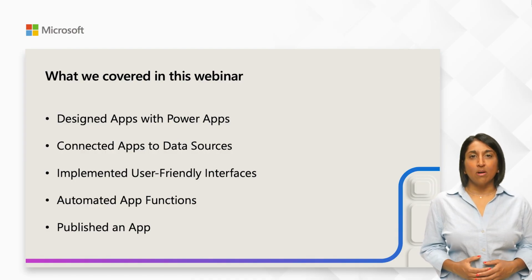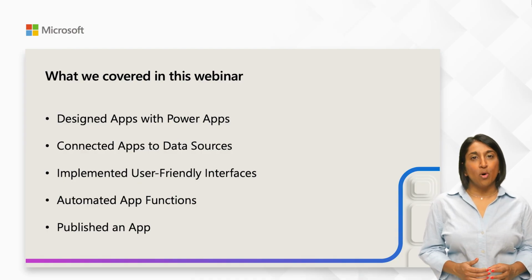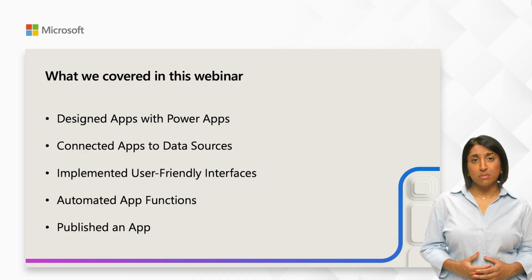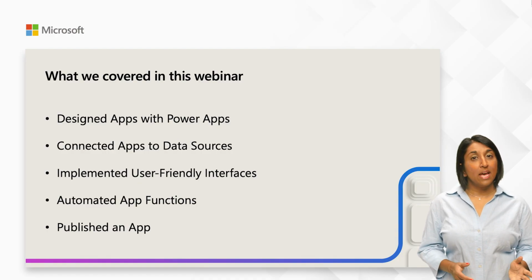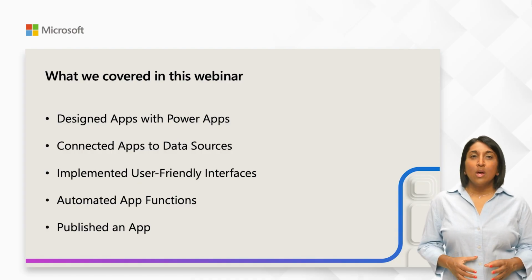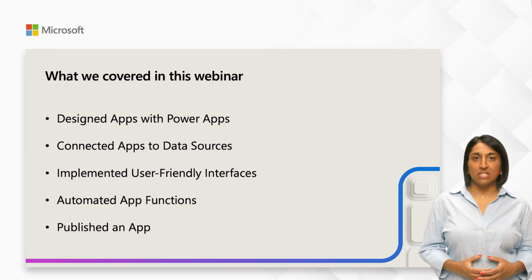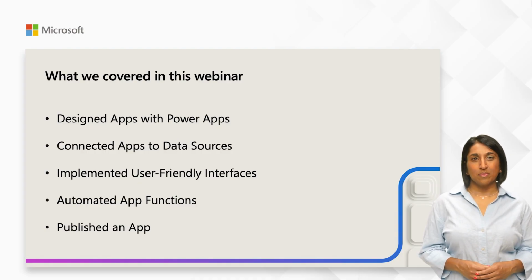In today's webinar, we began by understanding the basics of Power Apps, including the differences between Canvas apps and model-driven apps. You then learned how to design and customize apps using the Power Apps interface, starting from SharePoint and templates. We explored how to connect these apps to various data sources like SharePoint, OneDrive, and Excel, and discussed best practices for creating intuitive, user-friendly interfaces.